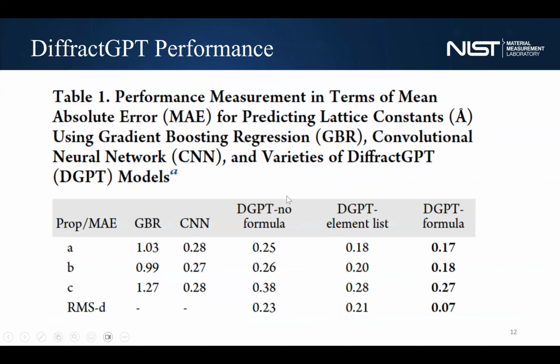So we tried to measure the performance of the model with formula, with element list, and with no formula. And we also had models from gradient boosting regression trees and convolutional neural networks to predict the lattice parameters. Of course, they cannot predict the entire crystal structure, but we found that the DiffractGPT model, especially with formula, can have the highest accuracy.